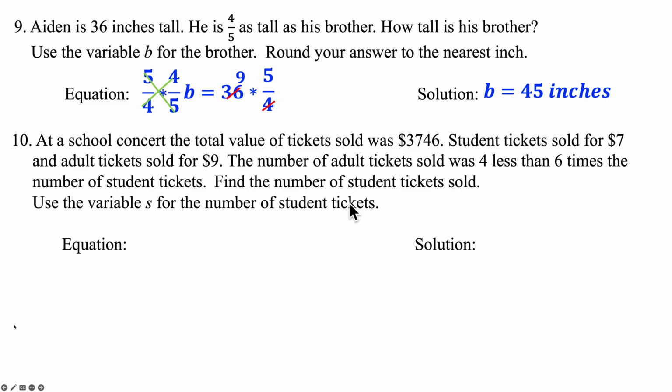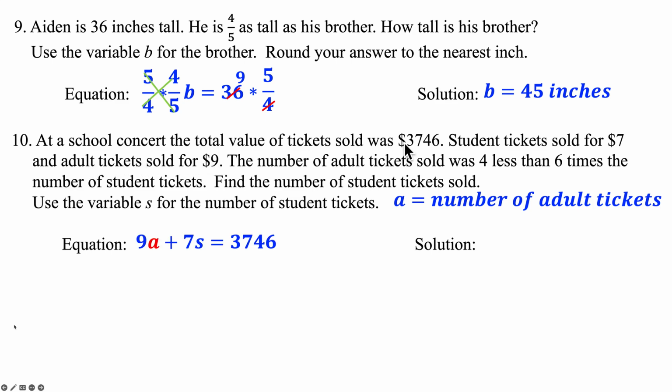Wait a minute. There were also adult tickets that we know nothing about. So even though they don't tell us, you may have to create another variable here. Okay, so my first equation comes from the total ticket sales. I'm going to take $7 and multiply it to S, $7 for every student ticket, and take 9 and multiply it to A for every adult ticket, and it has to equal 3,746.